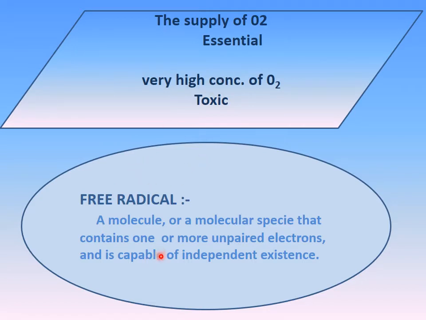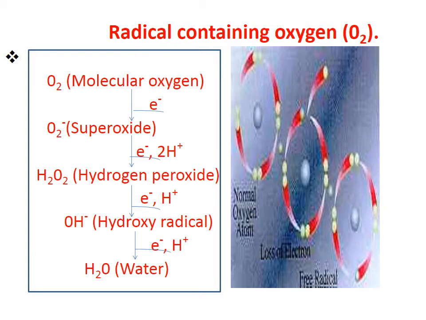Now what are these free radicals? A molecule or a molecular species that contains one or more unpaired electrons and is capable of independent existence is known as a free radical. That is OH minus, O2 minus, all these charged particles which are known as free radicals. They are harmful to our biological body.